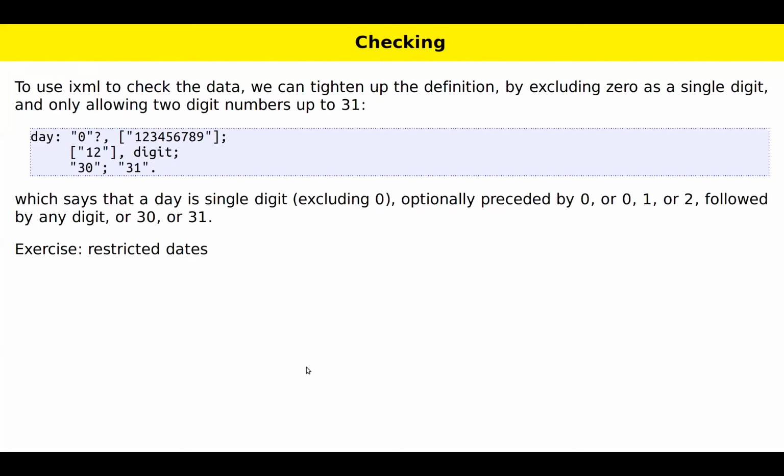So, for instance, and you'll see later why this is interesting to do this way, we can use ixml to check the data up to a certain point. For instance, by excluding 0 as a single digit and only allowing 2-digit numbers up to 31. So we can say a day is an optional 0 followed by any of the digits except for 0, or 1 or 2 followed by any digit, or 30 or 31.